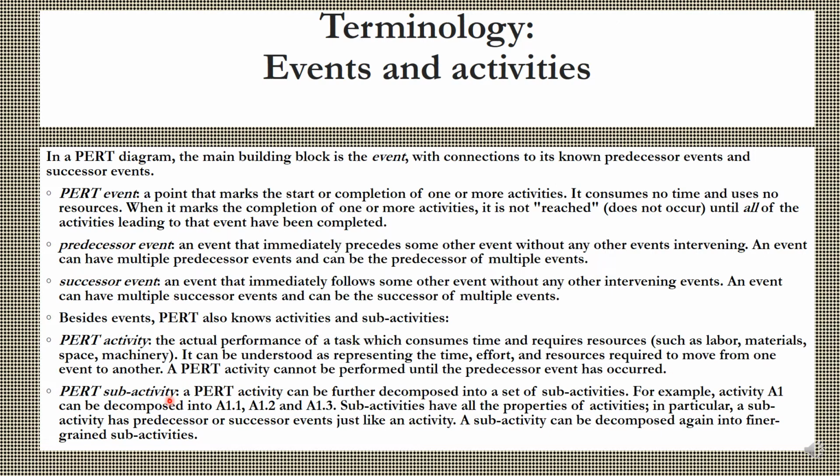And then there are sub-activities. A PERT activity can be further decomposed into a set of sub-activities. For example, activity A1 can be decomposed into A1.1, A1.2, A1.3 and so on. Sub-activities have all the properties of activities. In particular, a sub-activity has a predecessor or successor event just like an activity. A sub-activity can be decomposed again into fine-grained sub-activities. So these are all about the events and activities.